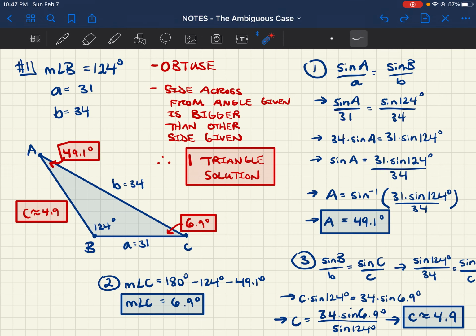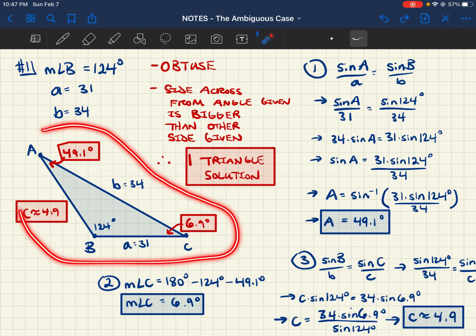And once we know that, then we can set up, using the law of sines, our equation to find side C. So we have sine of angle B over B equals sine of angle C over C. Set up, plug in the pieces, cross multiply, isolate for C, and we get that C is about 4.9. And now we've solved our one and only triangle solution.